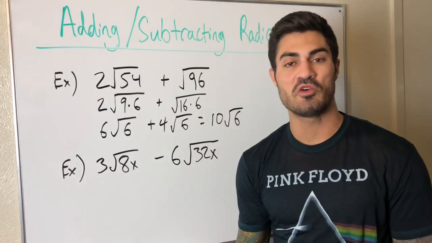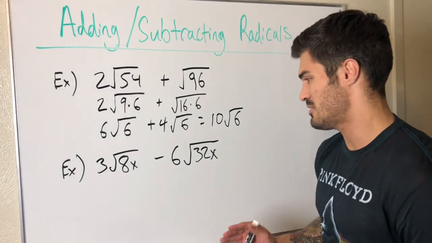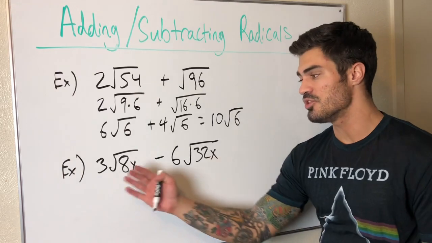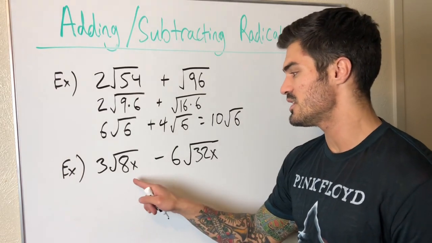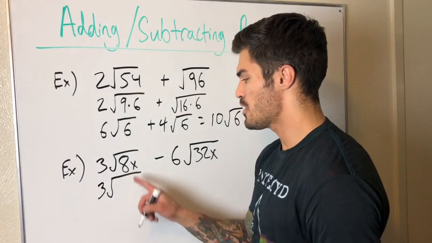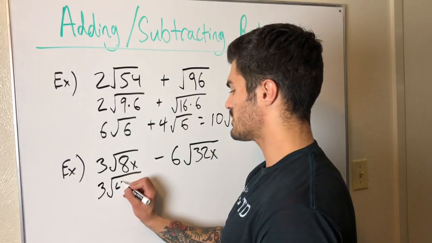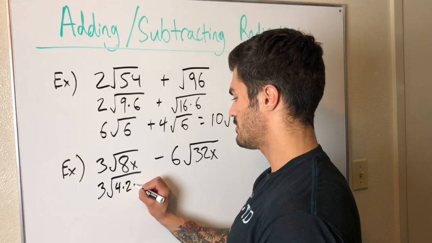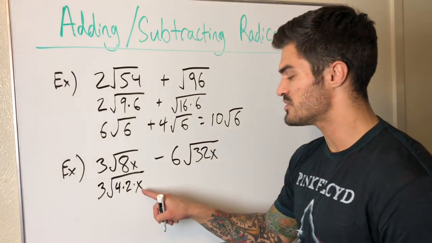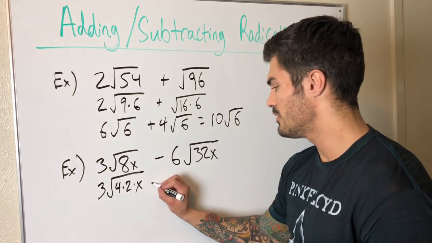There we go. All right, this next example. Now we got x's involved, but it's the same idea. Don't panic. It's the same idea. So we're going to break this down, and we're going to see if we can make these radicals look the same so we can combine these. So what can I take out of here? Let's see. This is just 3 root 4 times 2 times x, right? That's how I can separate this. 4 times 2 times x, and that 4 can come out.